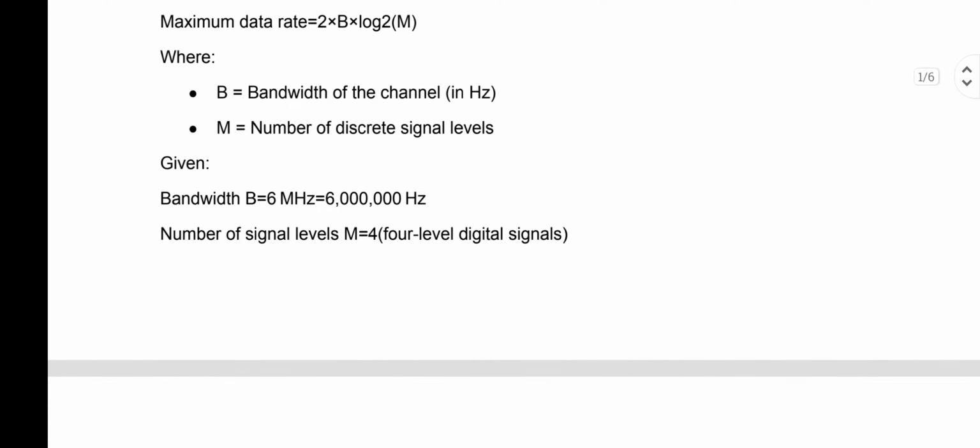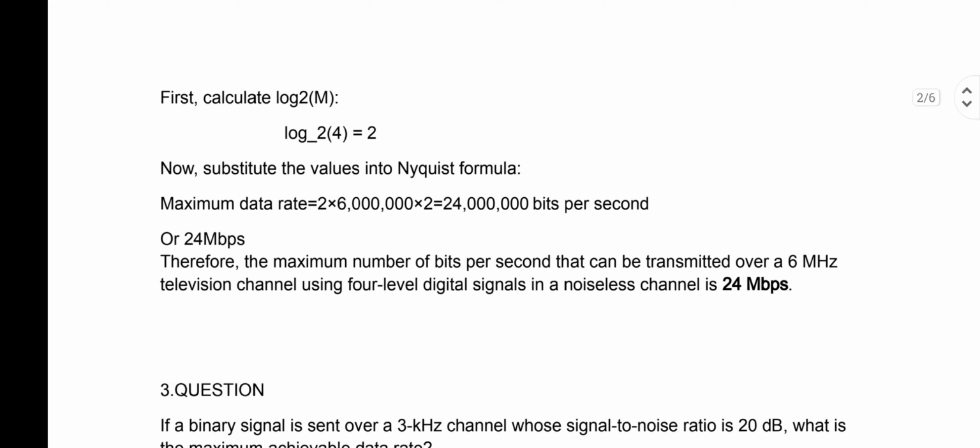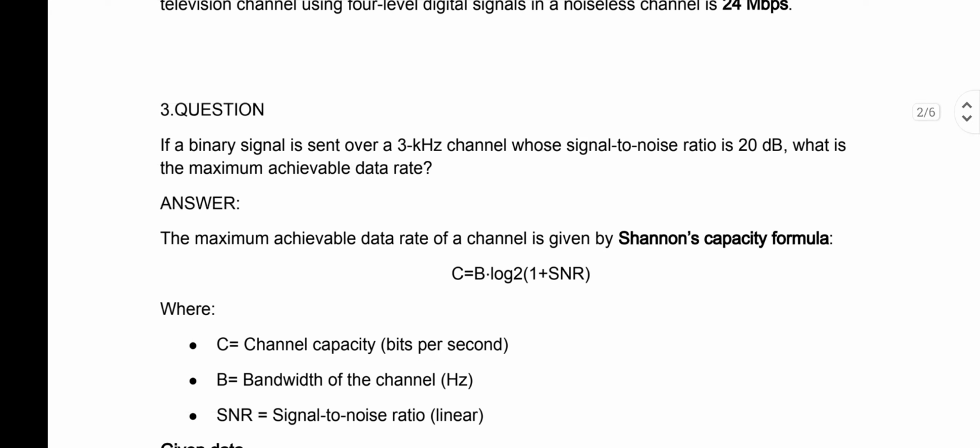Given bandwidth B equal to 6 MHz and number of signal levels M equal to 4. First, we need to calculate log M to the base 2 and substitute the values into the Nyquist formula. Therefore, the maximum number of bits per second that can be transmitted over a 6 MHz television channel using 4-level digital signals in a noiseless channel is 24 Mbps.